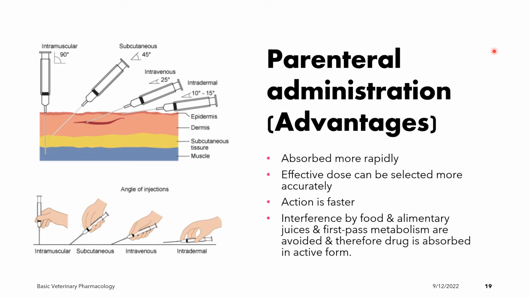So where does this first pass effect happen? Of course, this is true for those drugs that are given orally, because these are associated with the liver. The liver is considered to be the major site of drug metabolism. The other sites of the first pass effect occur in the lungs, the vasculature, the GIT, and other metabolically active tissues in the body. So this first pass metabolism, as well as the presence of food and the alimentary juices, the gastric juices, can be avoided in the parenteral route of drug administration.